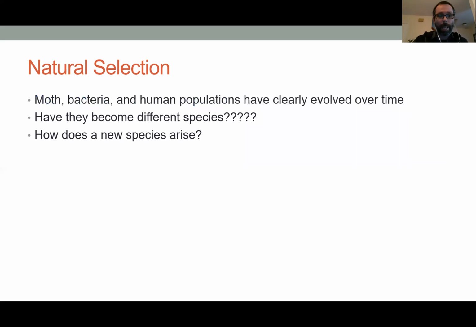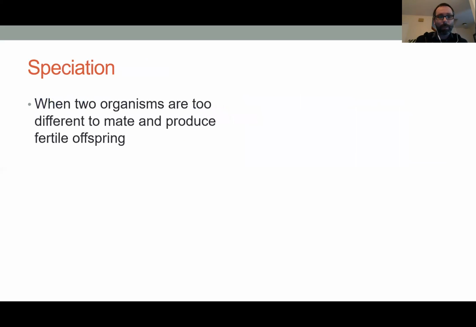So if we want to explain how everything on Earth has gotten to be the way it is, then we need to know, how does a new species arise? But before we can jump into that, we need to define what a species means.